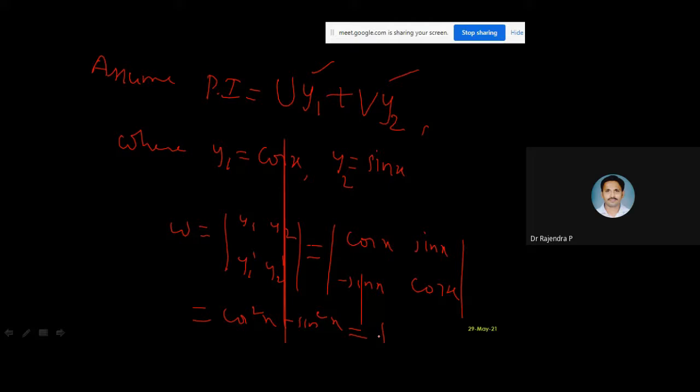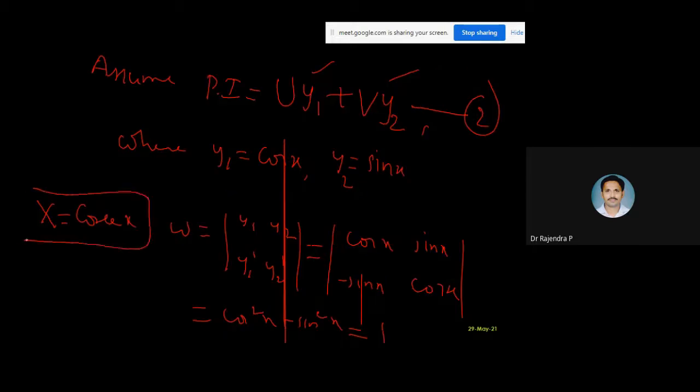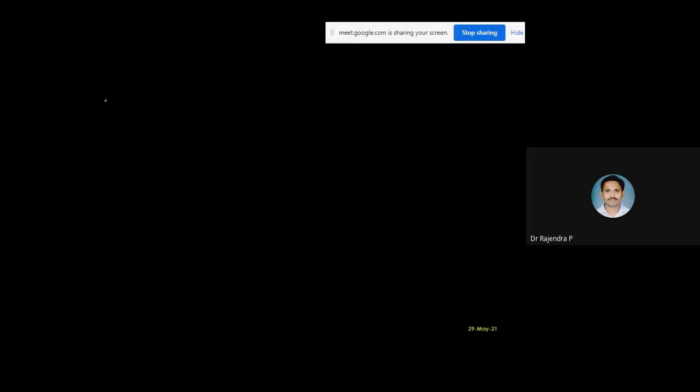We got w also. Do you agree or not? This is our assumption. Let me take an equation number for that; I took equation number 2. So now we have w, we have y1, we have y2, we have capital X also. What is capital X in the given problem? Cosecant x. This is your capital X. Now we have all the information: y1, y2, capital X and small w. So can I use the formula? What is u?